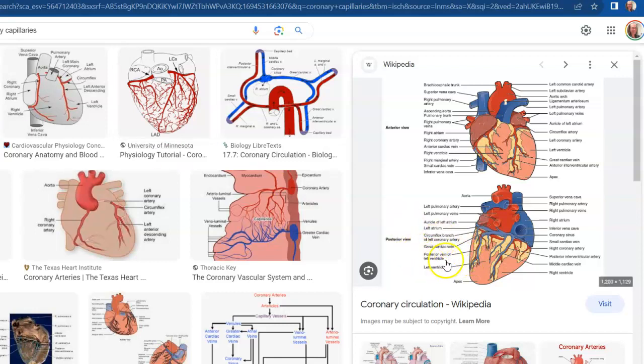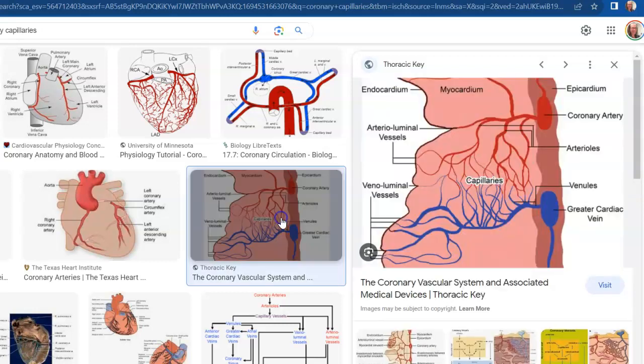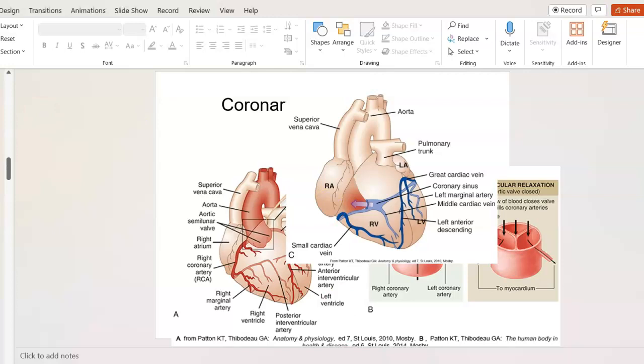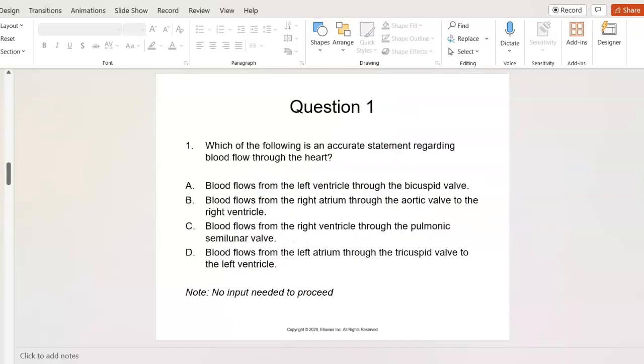And there's that posterior vein of the left ventricle. That's the one I was looking for. All right. Okay. So that gets us through the coronary circulation.